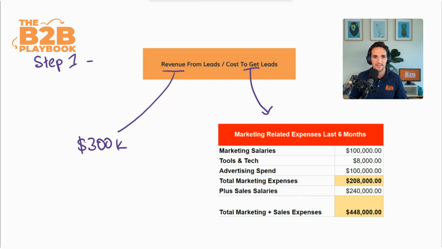Again, we encourage our listeners, and this is up on our whiteboard, that when it goes to the cost to get those leads, it's not just the advertising cost. It's the cost of the marketing salaries that it took to generate those leads. It's the tools and tech that you use to track them. It's the advertising spend on top of that. It's also, Kevin, and this is where it gets a little scary, it's the salaries of the sales team that actually chase down those leads and turn them into paying customers.